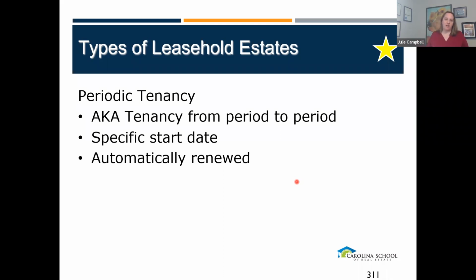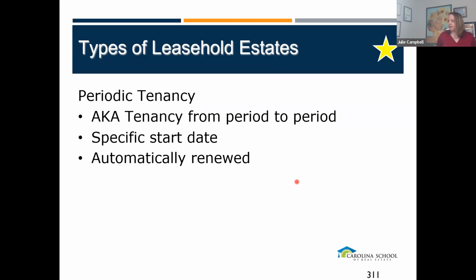It's not uncommon for an estate for years to turn into a periodic tenancy. So you sign a lease with a tenant, you and the tenant have a good relationship for that year. Your tenant doesn't tear your place up, they pay you on time. They say, I want to stay. You say, great. You can stay until one of us says it's time to go. I don't have a specific end date. It automatically renews until one of us gives termination notice to end it.